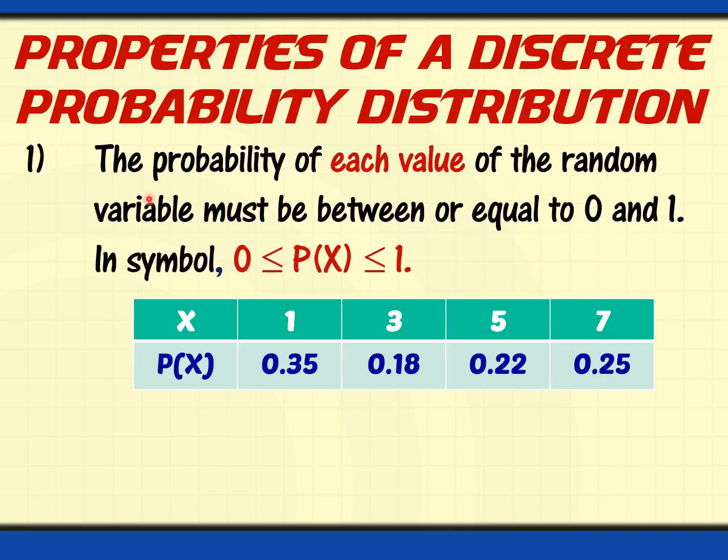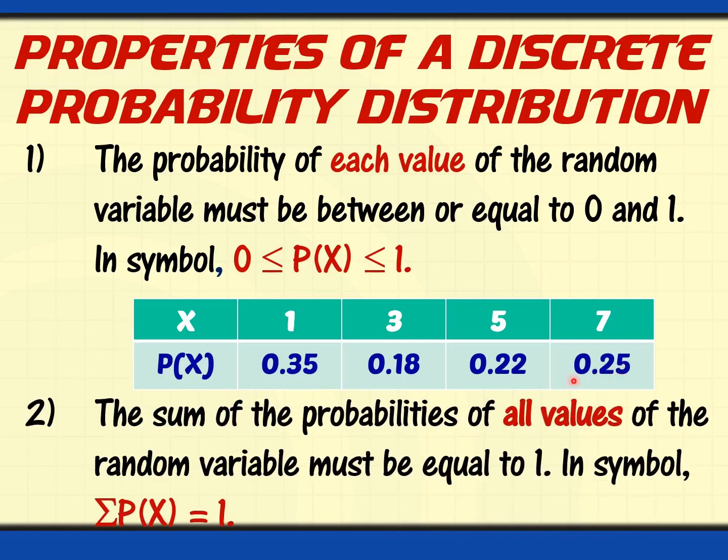The first one states that the probability of each value of the random variable must be between or equal to 0 and 1, or in symbol, p of x should be greater than or equal to 0 but less than or equal to 1. Looking at the probabilities, you have here 0.35, 0.18, 0.22, and 0.25. These four values are all greater than 0 but less than 1, or they are between 0 and 1 but not greater than 1. So the first property is that one.